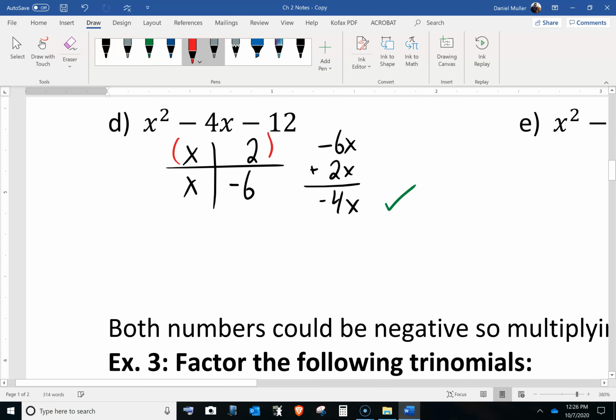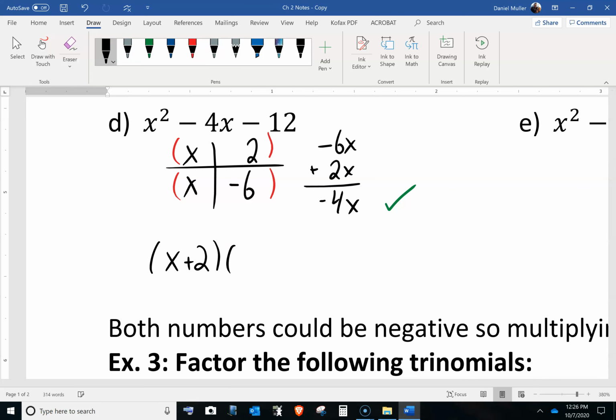So I can multiply. I have an x plus a 2 and an x minus 6. And again, the order doesn't matter. It could be x minus 6 times x plus 2.